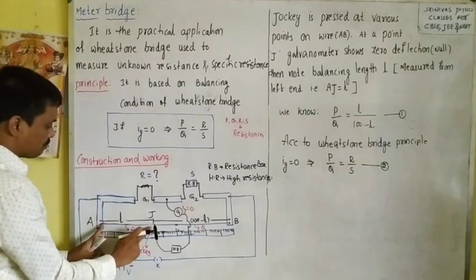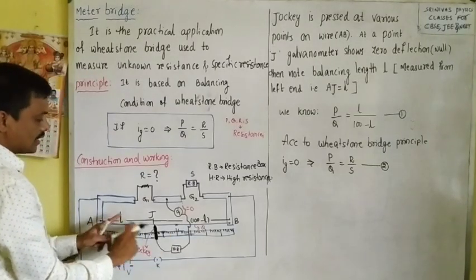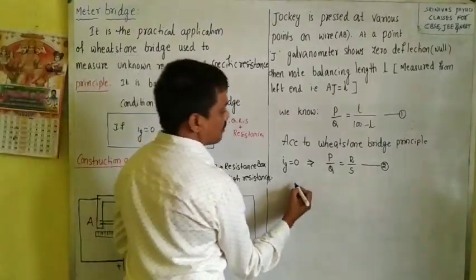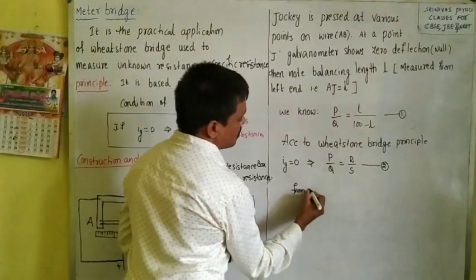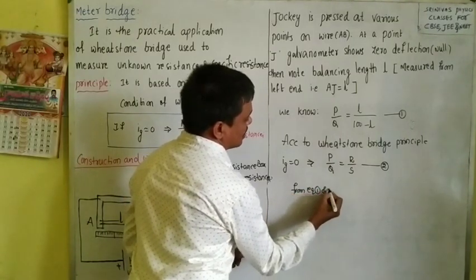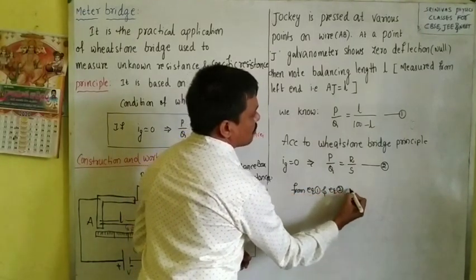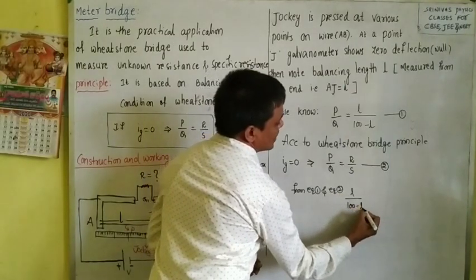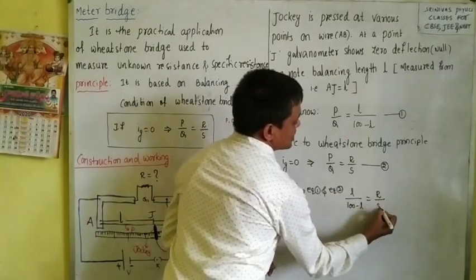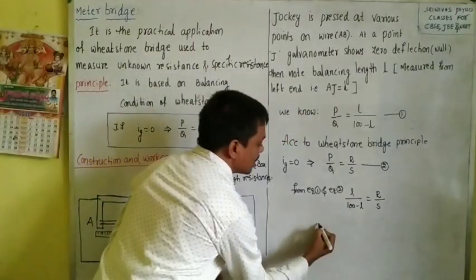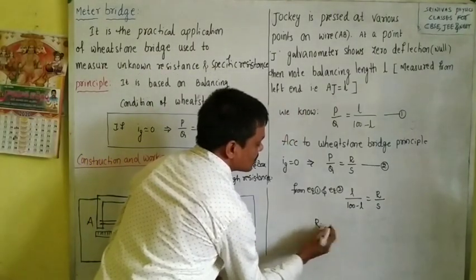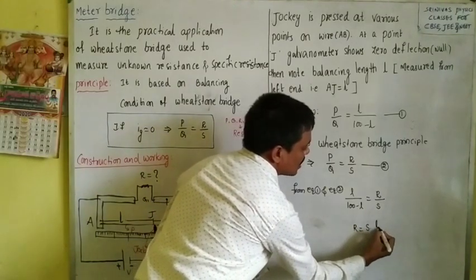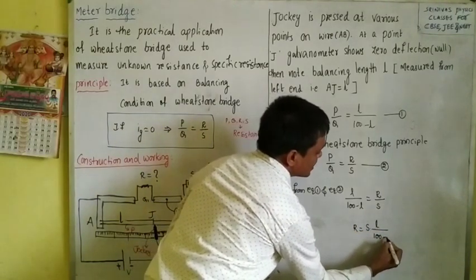But in place of P we write P length, and in place of Q we write Q length. Q length is 100 minus L. From equation 1 and 2, P by Q we write as L by 100 minus L is equal to R by S. I want to find out R, the unknown resistance. Then R is equal to S into L by 100 minus L.